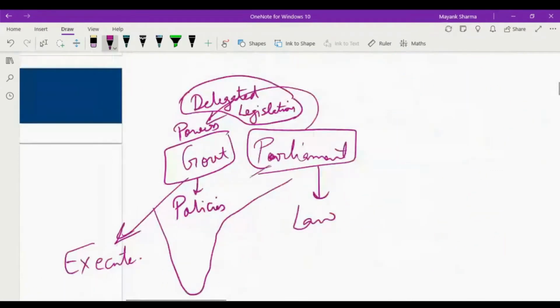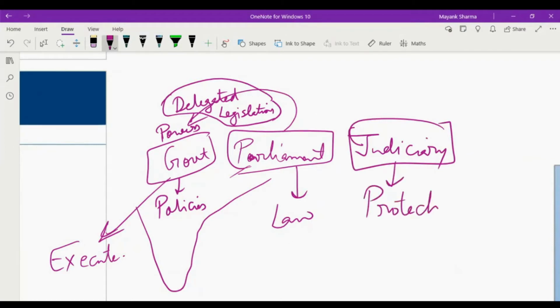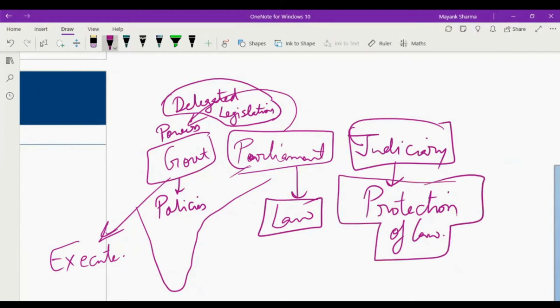In this system, one more body comes in, that is the judiciary. Judiciary is responsible for the protection of law. How? The law maker made the law with very good intentions, but it is not necessary that the law will be interpreted in the same sense in which it was made. So there can be people who are misinterpreting the law, and for the protection of that, there is judiciary always in place. So what does the judiciary do? It does nothing more than interpretation of law. It unfolds the real meaning of law and protects the law.